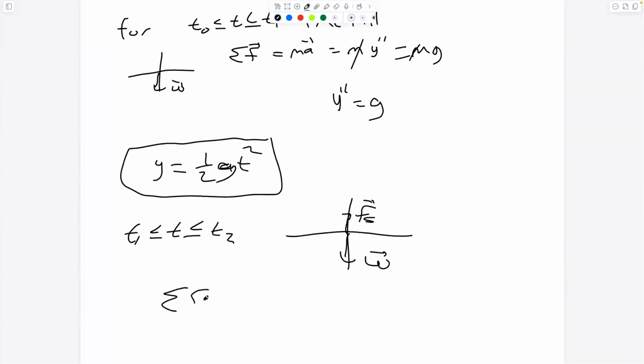So the sum of the forces equals mass times acceleration. So we'll have mg in the positive direction minus, well, what's our spring force? Fs is negative ky, where y here is how much we've been stretched.